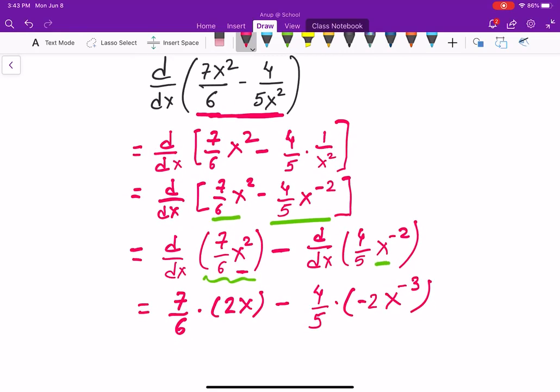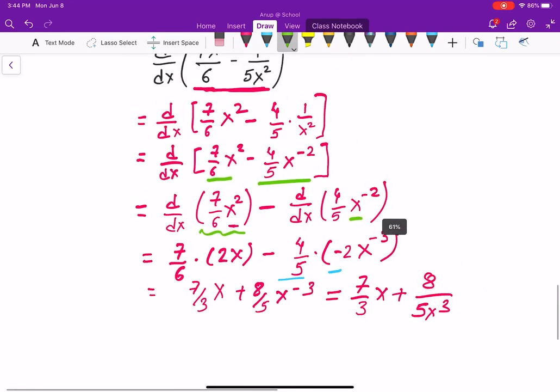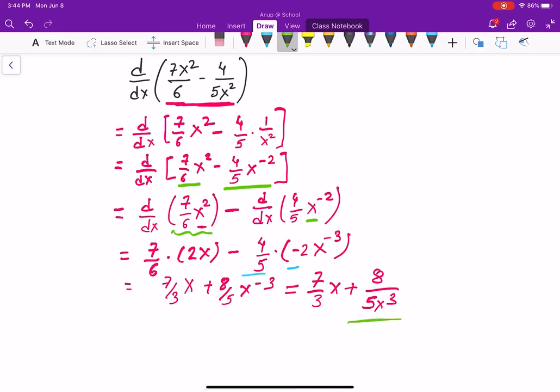If you want to rewrite this, it can be written as 7 over 6 times 2, which simplifies to 7 over 3 x. And then, when you simplify, negative 4 over 5 times negative 2 will be positive 8 over 5 times x to the power minus 3. So this is the derivative. Or, as an alternative, this can be written as 7 over 3 times x plus 8 over 5 times x cubed, if you want to change the negative exponent into a positive exponent. So this is the derivative of the given function.